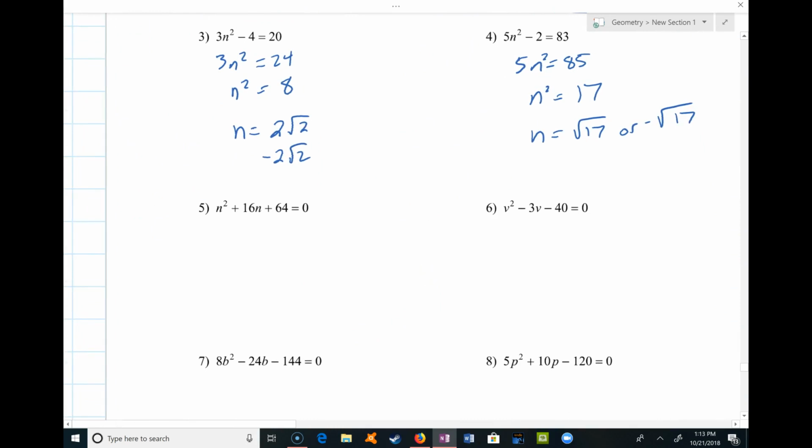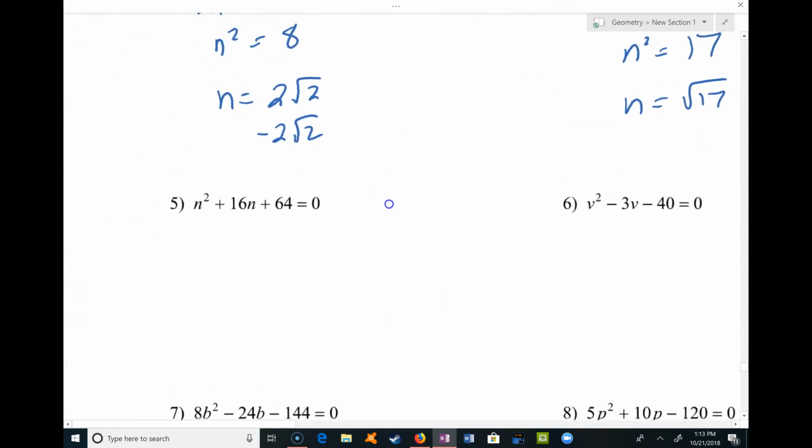Okay, so now we're getting to these other ones here. This one, notice, has an n squared and an n, so I can't use this method I've been using. So I've got to use one of the others, which would be factoring, completing the square, or the quadratic formula.